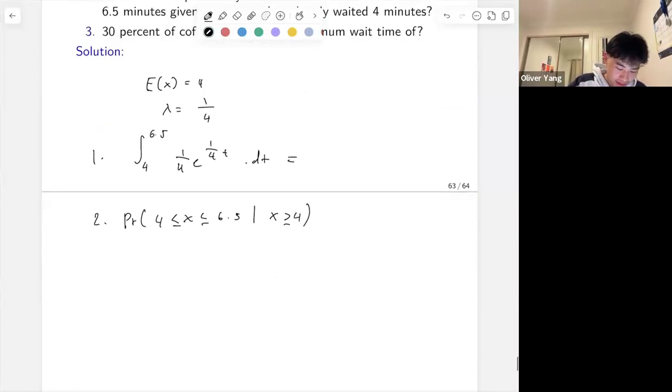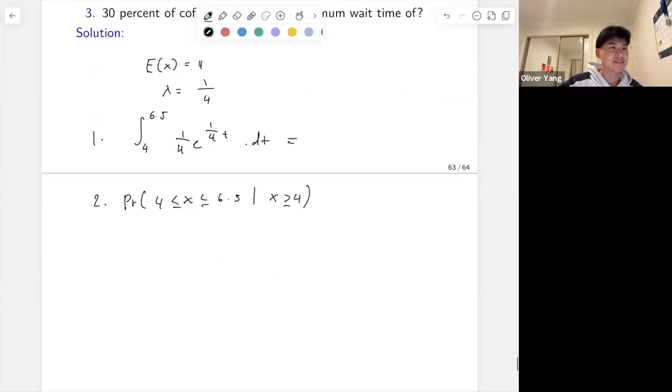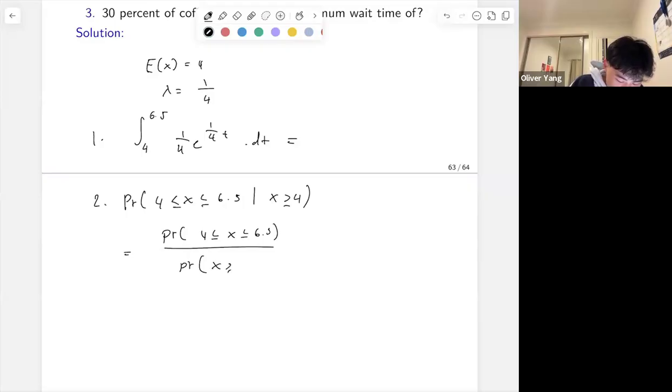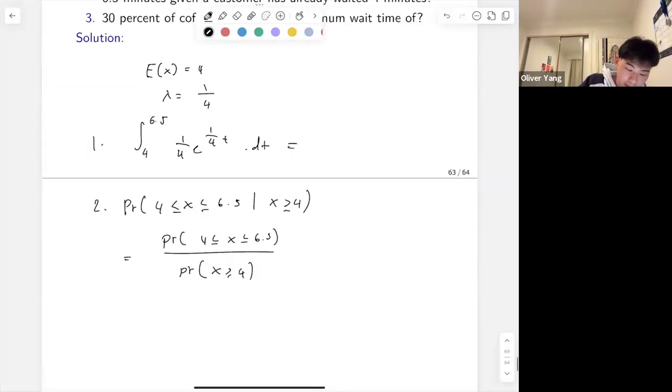So how do we do "given" stuff for PDFs, or just probabilities in general? So we're going to just do the probability that X is between that, over the probability that X is greater than 4. Yeah, exactly. So we got the answer from before.